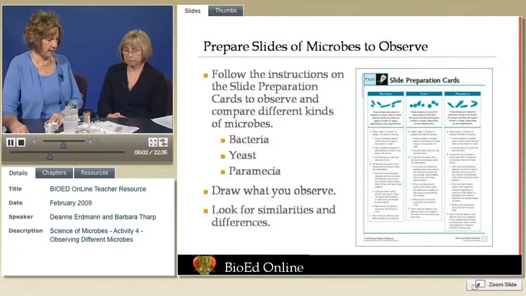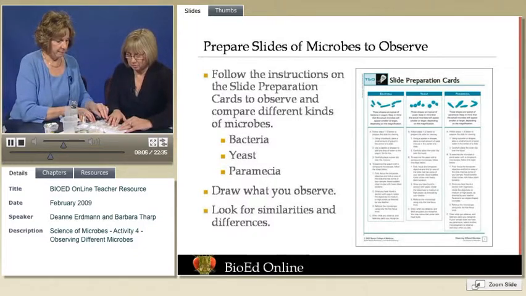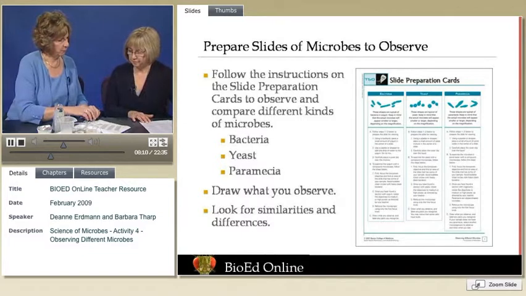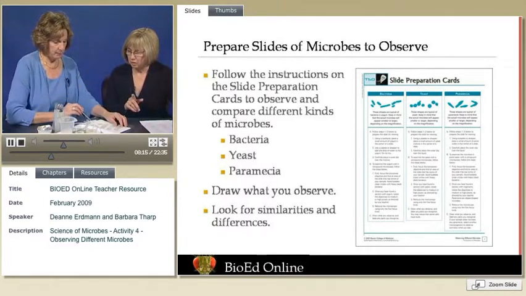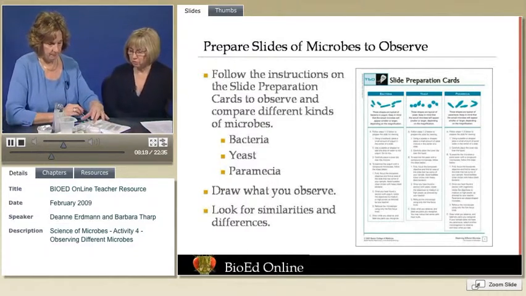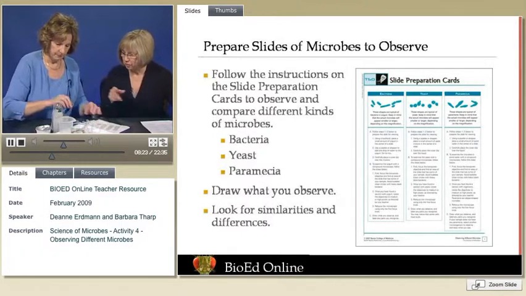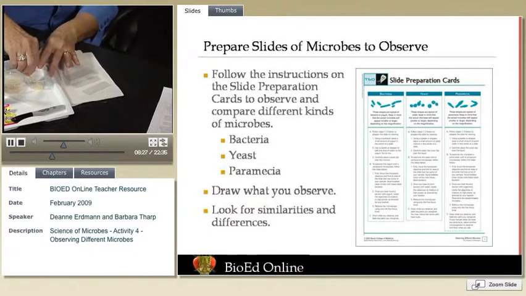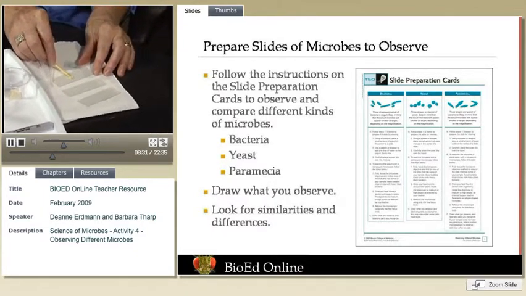So we're going to make some slides, and we've got some student information cards that are going to guide you through this, but I'm going to quickly talk you through it. The first one that we're going to be looking at is bacteria. Yes. We're going to do the yogurt first, and the yogurt is the bacteria. So we're going to take just a little bit with a toothpick. I think that would be a good way to do it. We have all the directions on our card, but basically you get a little bit of yogurt, you put it on the slide. Okay.